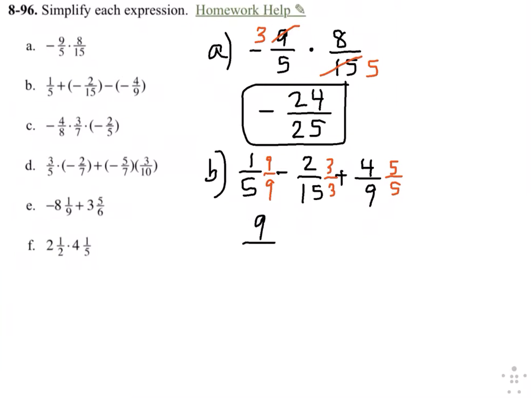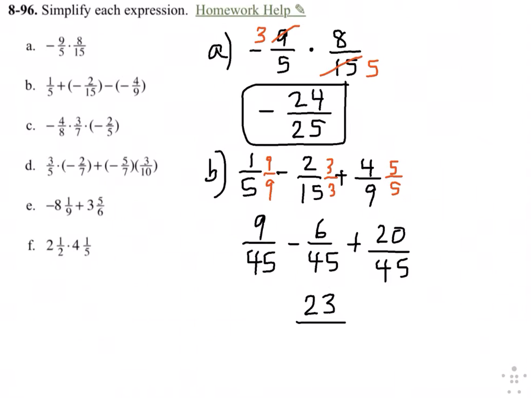And then we'll have common denominator 45. So this is 9 45ths minus 6 45ths plus 20 45ths. So 9 minus 6 is 3. 3 plus 20 is 23 45ths is simplified form for B.